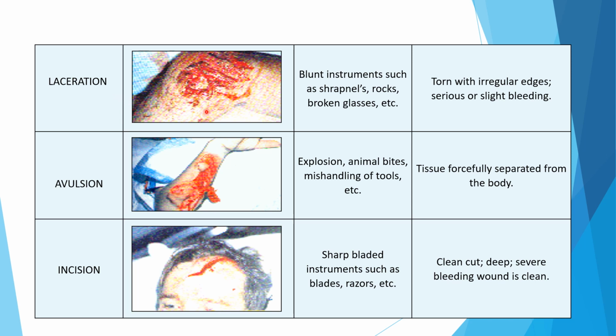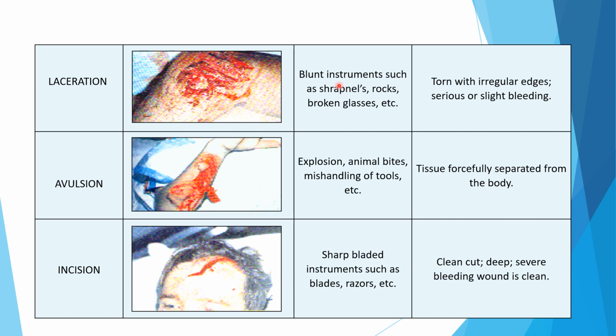Lacerations are wounds of irregular edges. Okay, just like this one. Marami pong na-torn na wound, di ba? So, irregular po yung edge. Blunt instruments such as sharp nails, rocks, broken glass, etc. So, marami pong blood vessels ang nakat. So, torn with irregular edges, serious or slight bleeding. So, you should apply, aside from those mentioned, your splint and, it is a must for you to suture the wound pag lacerated. So, to suture, tahion.